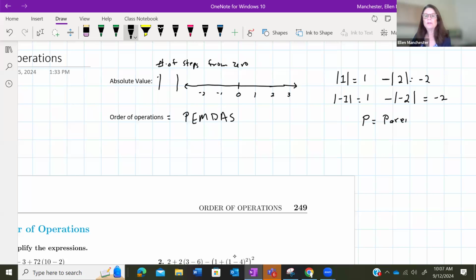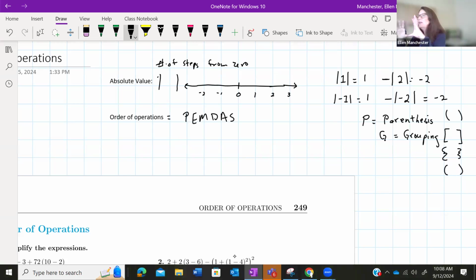P stands for parentheses. I like to call it G for anything grouping. So parentheses, everyone knows what that is. But in order of operations, you may have brackets, you may have a brace, or you can have parentheses. So any of those are considered a parenthesis. All it is, it's an organizational tool. It keeps things organized for you. So P is parentheses. Sometimes I will call it G.